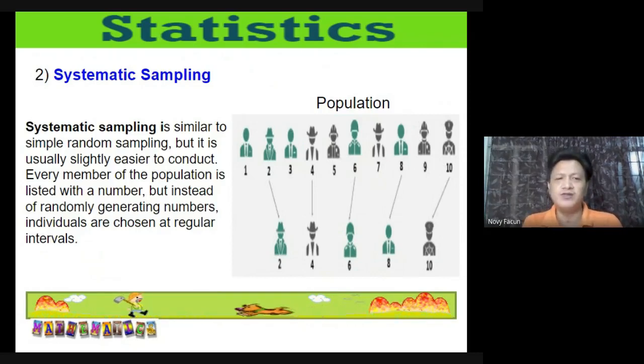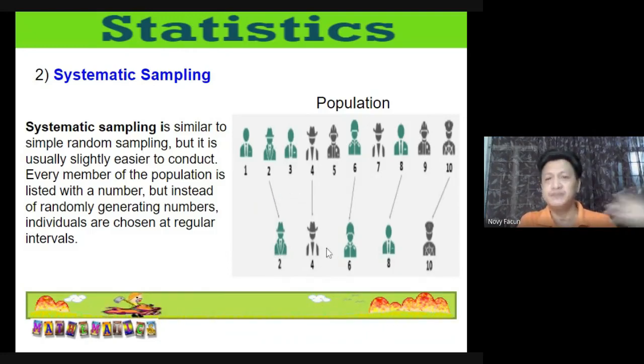But instead of randomly generating numbers, individuals are chosen at regular intervals. When we say intervals, meron po silang pagitan. Okay. So kung mapapansin natin, pag sinabing systematic, meron kang organized na binibigyan mo yung mga members doon sa population mo ng mga number nila. Okay, let's say every 2. Okay, kaya nga kung sino yung every 2 number na tao na ma-assign doon, sila yung magiging selected mo to be represent the population. Okay.